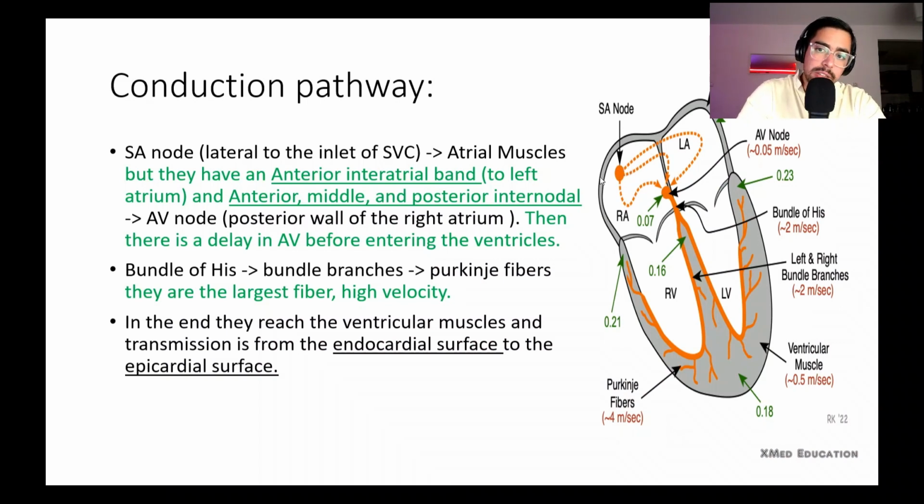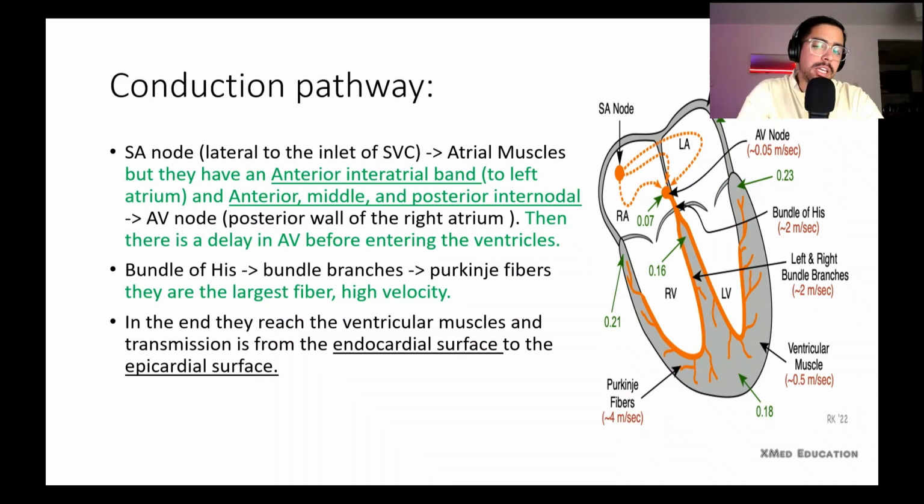One pathway goes to the left atrium, this is called the anterior interatrial band. Inter means between the atria. And they go to the left atrium, and we have three other pathways: anterior, middle, and posterior internodal, which means between two nodes, between the SA node and AV node. They send the signals to the AV node, but you have to know the speed inside the atrium is different.